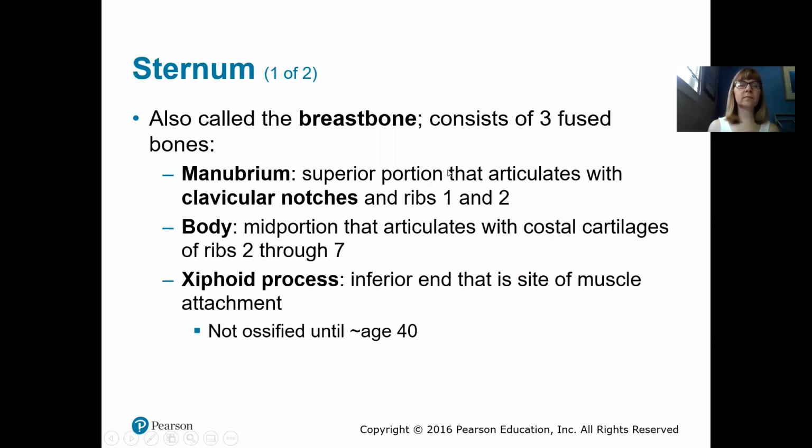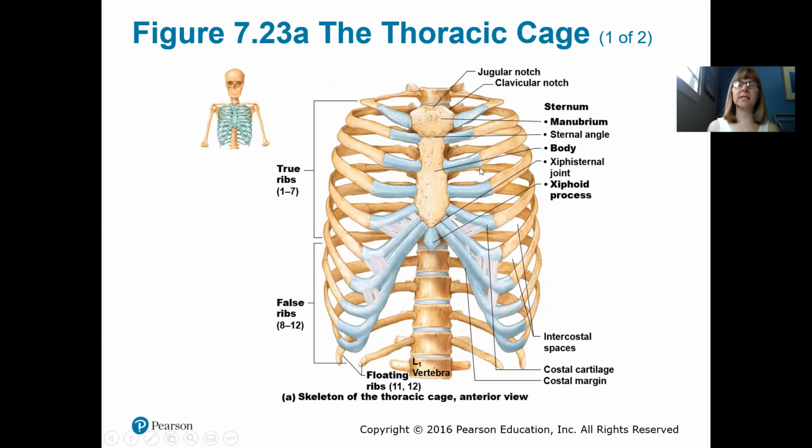And then we'll also look at the sternum and some of its parts. The sternum, also known as the breastbone, has 3 fused bones altogether: the manubrium, body, and xiphoid process. That actually doesn't ossify until you're 40 years old, so it stays kind of cartilage until you get much older. And I'll just go back here so you can see. The manubrium is on top, the body, and then there's that xiphoid process. Once again, that remains cartilage till you get much older.